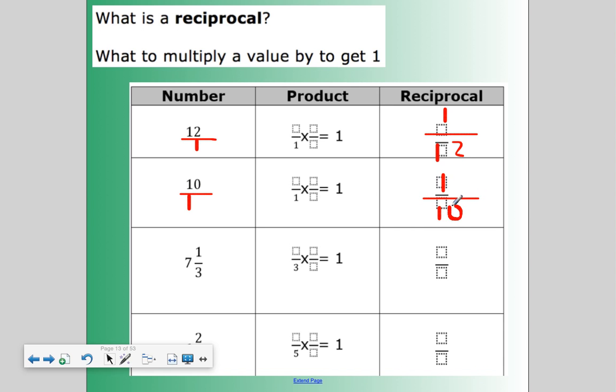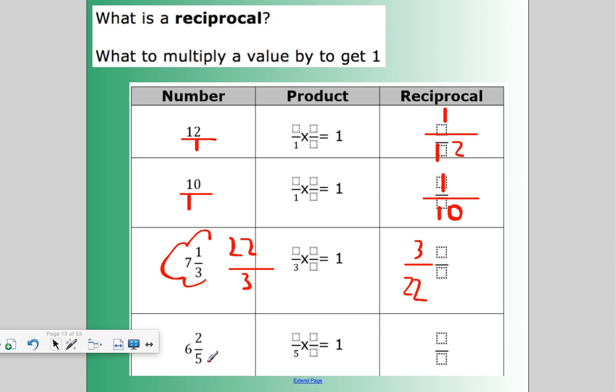Now let's get a little tougher. What's the reciprocal of 7 1/3? Let's rewrite this in fraction form, or improper fraction form. That'd be 22/3. So the reciprocal of it would be 3/22. And for this example, what's the reciprocal? So 6 and 2/5, that would be 32/5. What is the reciprocal of 32/5? 5/32.